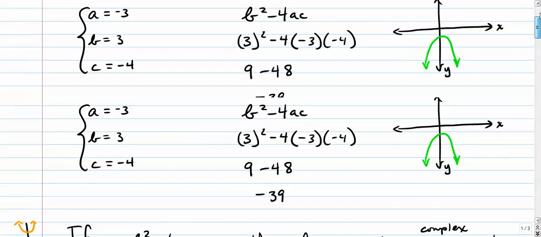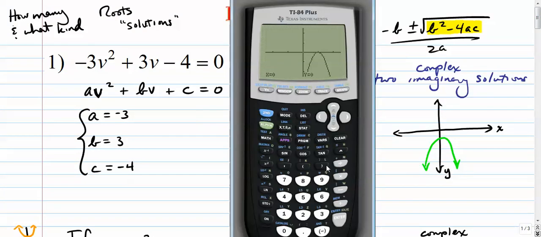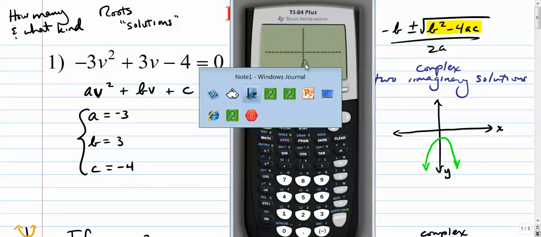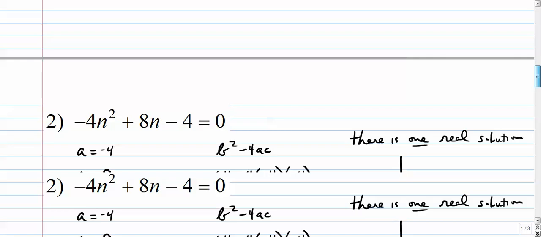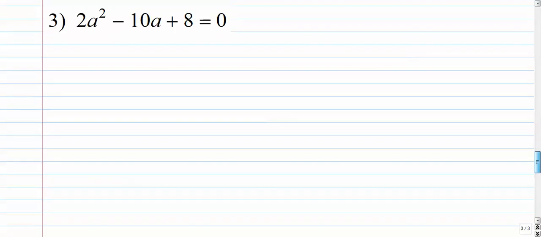Quickly, if we go back up here, it might be a good idea to make this connection. Type this in. Let's clear that out, -3x squared plus 3x minus 4. Let's see if this looks like what it should look like. Let's zoom standard here. Yep, pretty darn close. It looks a lot like this green graph over here. It does not cross the x-axis. In that case, you have complex solutions.